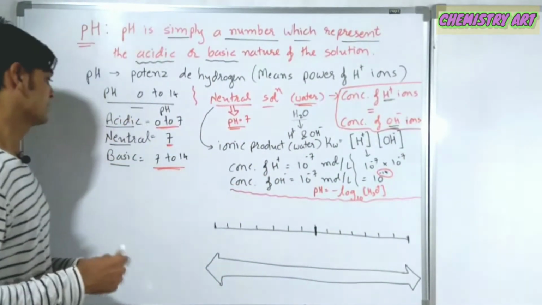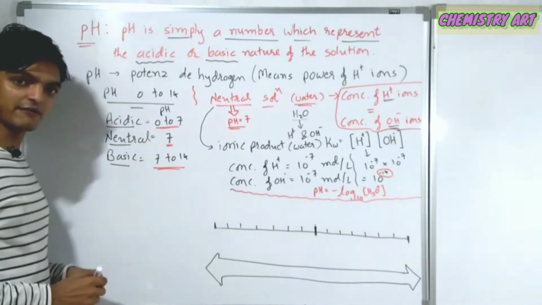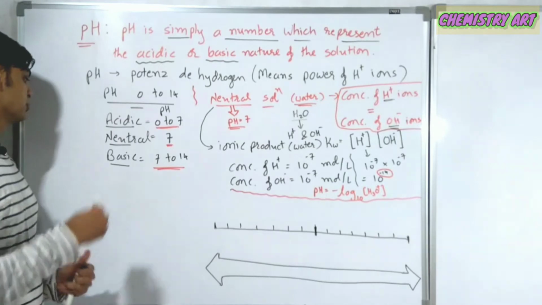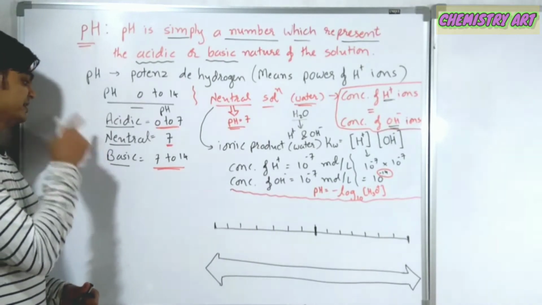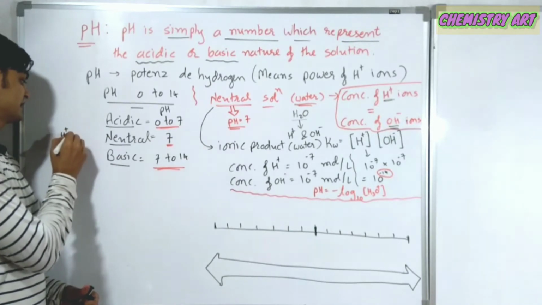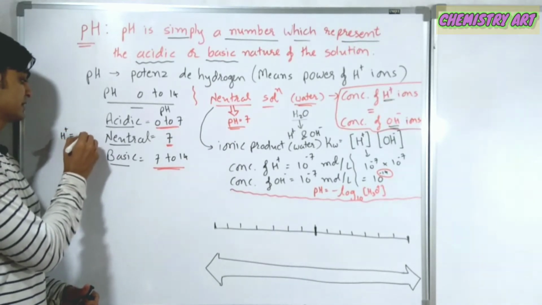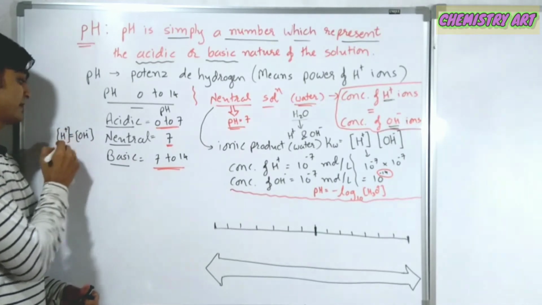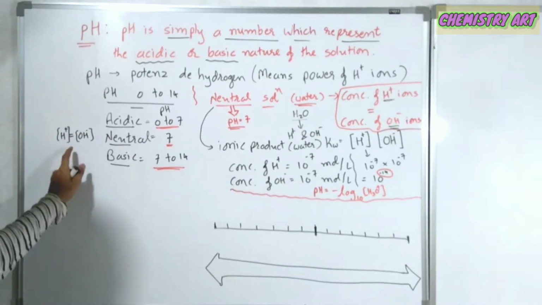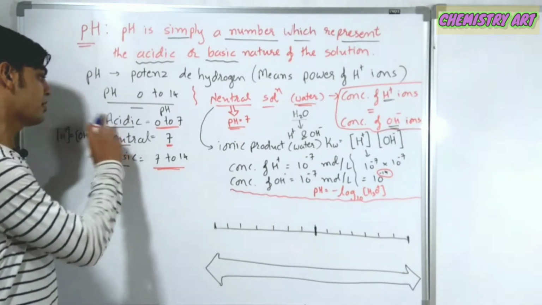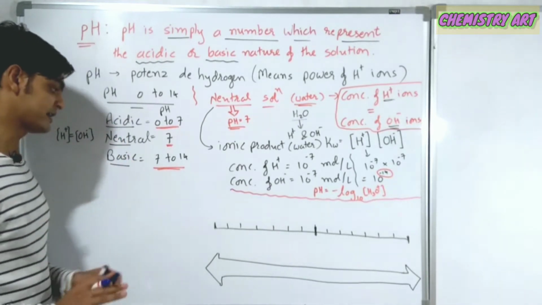Okay, now here we have discussed that the neutral solution has the same concentration. It means if the pH is equal to 7, then in neutral solution the concentration of H plus is equal to the concentration of OH minus ion. See here, the concentrations of H plus and OH minus ions are the same. But what about in acidic medium? So let me explain to you.